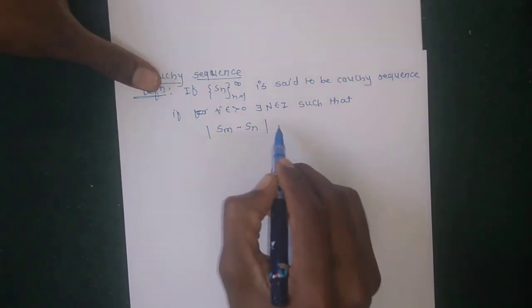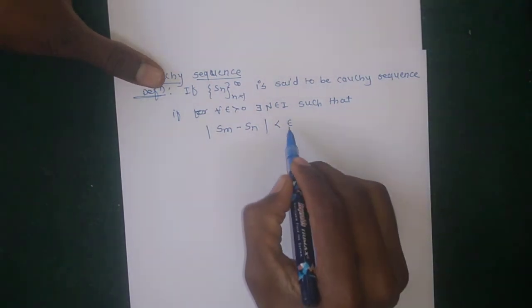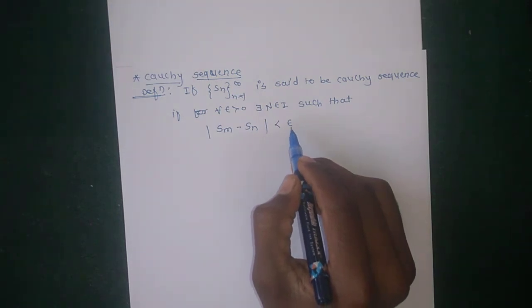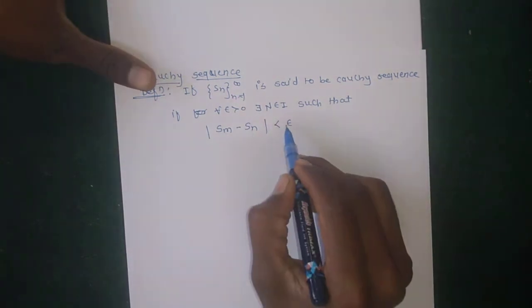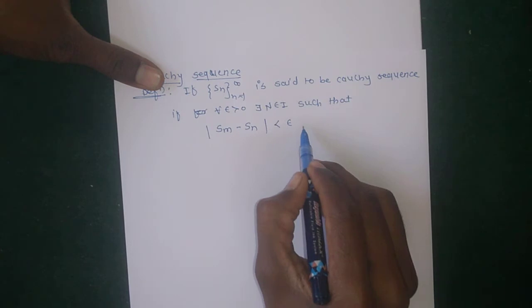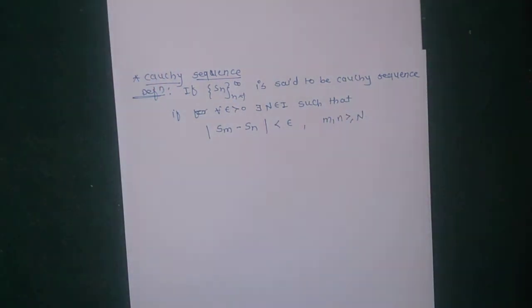and their difference must be less than epsilon. Epsilon is any positive number, very small or whatever it may be, but their distance is less than epsilon, where epsilon is greater than 0, for all m and n greater than or equal to the positive integer N. So this is our definition of a Cauchy sequence.